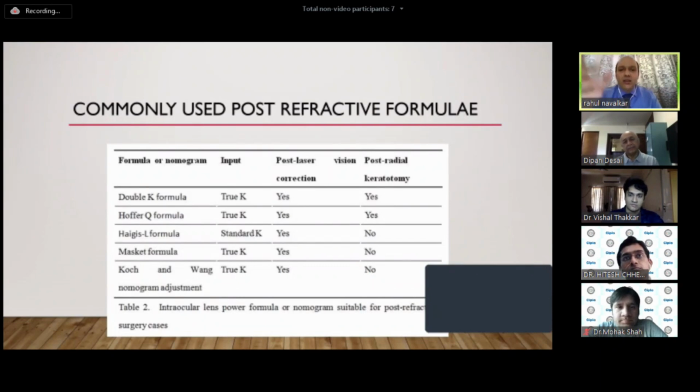So these are, when it comes to, you have to divide it into LASIK and radial keratotomy, and there are certain formulae which can be used in both, like the Double K and the Hoffer Q formula. But things like the Haigis-L formula, we usually restrict it to post-PRK or LASIK cases and don't really use it for post radial keratotomy cases.